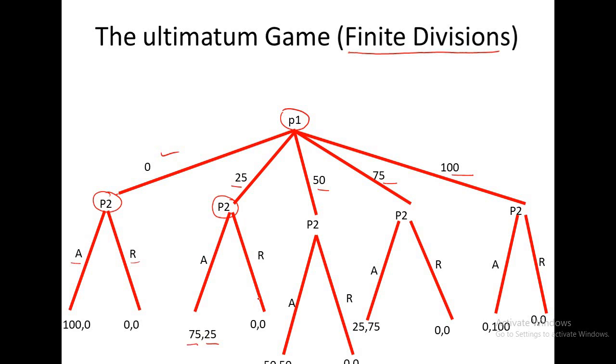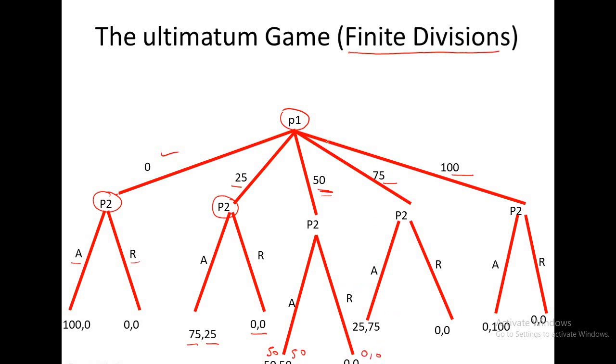Okay, if he rejects, then both will get nothing, means both will get 0. In this case Player 1 is offering 50, so both players will get 50 and 50. Now in this case, if Player 2 rejects, then both will get 0, 0.